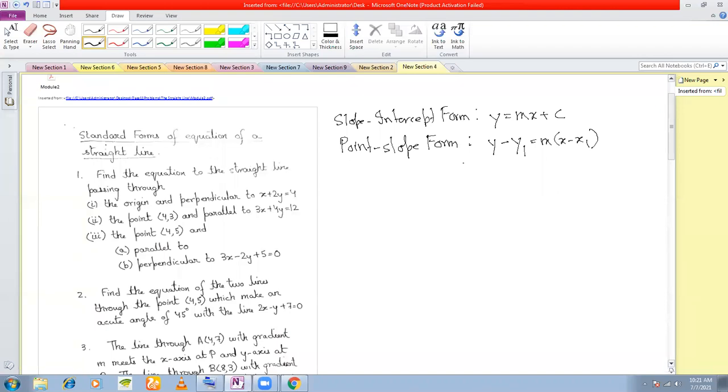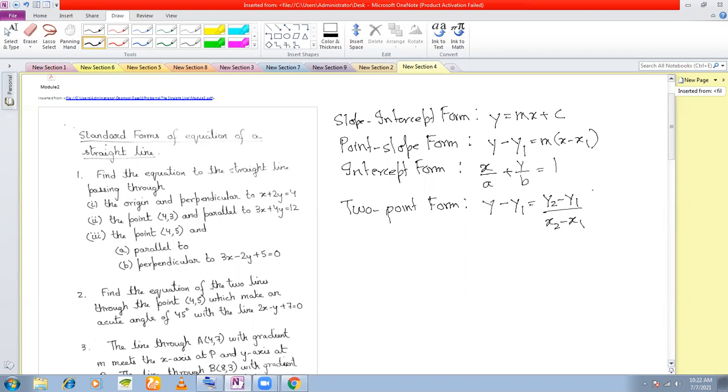Next is the intercept form. This is a form which we have already discussed in inequality, if you remember. Intercept form is x by a plus y by b is equal to 1. Next is the 2-point form. If you know any 2 points on the straight line, you can find the equation of the straight line to be y minus y1 is equal to (y2 minus y1) divided by (x2 minus x1) times (x minus x1). That is the 2-point form.